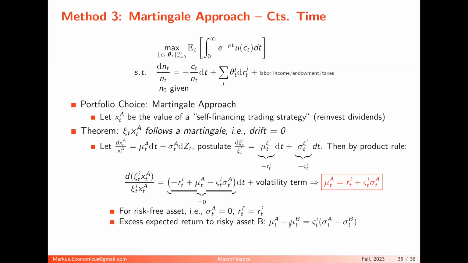Okay, you can do this with any asset, and this could be the risk-free rate, and then you get just the expected return of asset A is equal to the risk-free rate plus the price of risk times sigma A. And sigma B will be 0 if asset B is the risk-free rate. Okay, and then you get it immediately. That comes directly, very simply, from this martingale feature. Okay, we will use this over and over again because it's just so simple and so quick to derive.